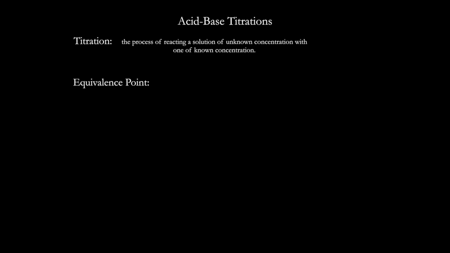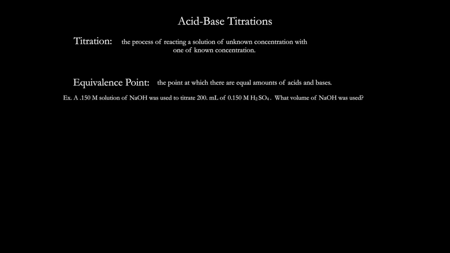The next concept is the equivalence point. Now the equivalence point is the point at which there are equal amounts of acid and base. And specifically when we say equal amounts of acid or base, we're saying that you have equal numbers of moles of your acid and your base. And so equal numbers of acid and base with regards to moles, that brings up the equation of Ma times Va equals Mb times Vb.